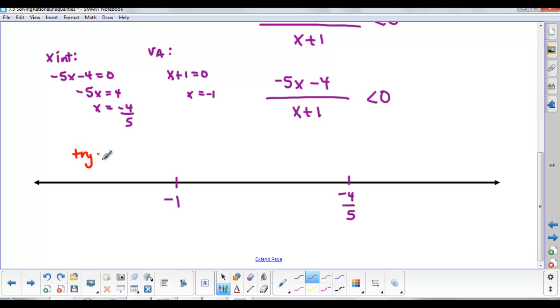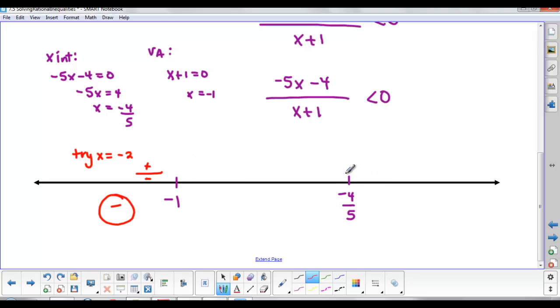So let's do some test values. Let's try when x is equal to negative 2. Let's sub that into our equation here. Negative 5 times negative 2 actually gives us positive 10. Positive 10 minus 4 is a positive number. Negative 2 plus 1 is a negative number, so altogether that interval must be below.